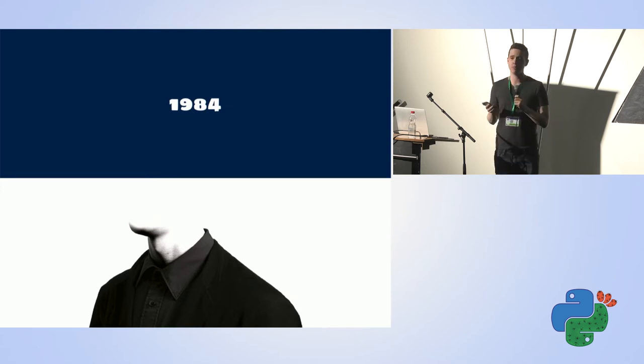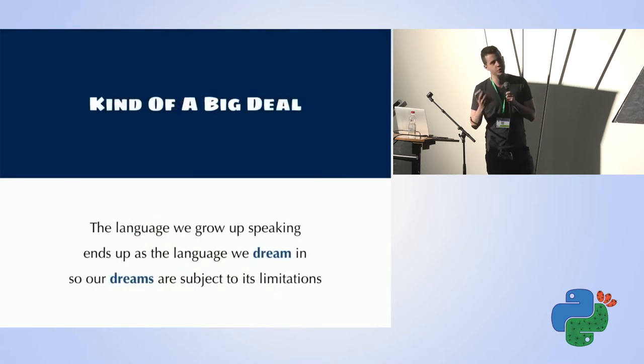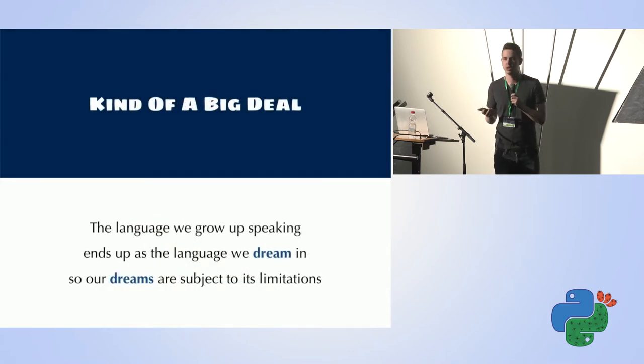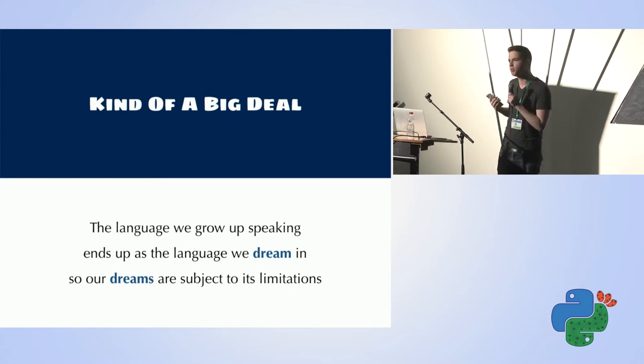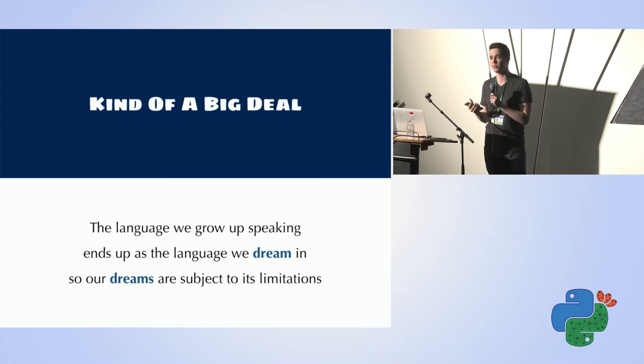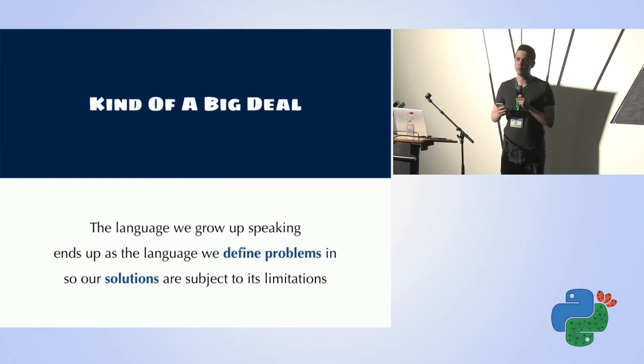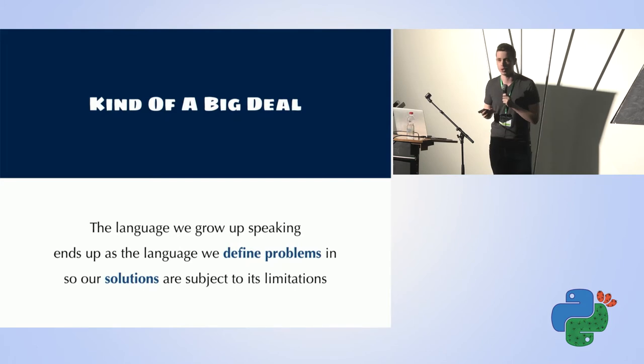And when people hear this example, they say it's a cool idea for a book, but is it also true in real life? And there are arguments for and against it, but what I find interesting is that if it is true, then it's kind of a big deal, right? Because the language we grow up speaking is kind of arbitrary, because we are born someplace, and in that place they speak some language, and that's the language we pick up. And it ends up being the language that we dream in. So our dreams are subject to its limitations. And if we take a more practical point of view, it ends up being the language we define our problems in. So our solutions are subject to its limitations.